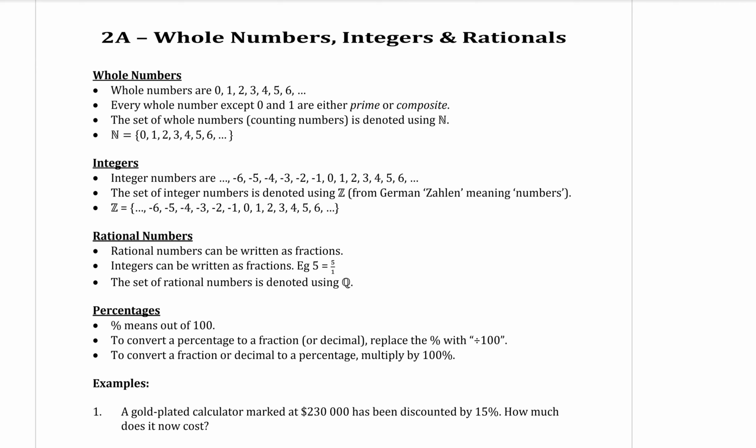Whole numbers. We know what whole numbers are. Whole numbers are things like 0, 1, 2, 3, 4, 5, 6. Every whole number except 0 and 1 is either prime or composite. So remember that prime means that you have exactly 2 factors, which is itself and 1, and composite means you have many more factors than that. Could be 3, 4, however many factors. That's why 1 is not considered to be prime, because it only has one factor, which is 1, and 0 doesn't really have any factors, okay? So every other number is either prime or composite.